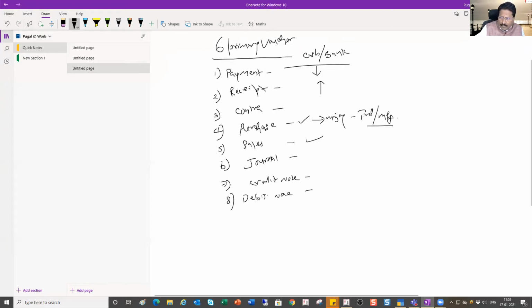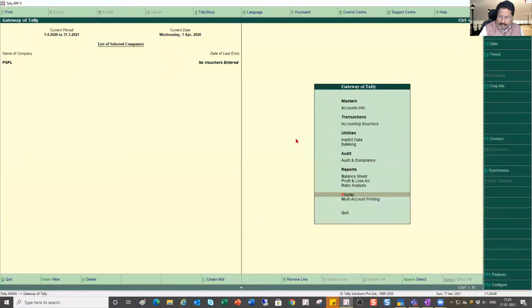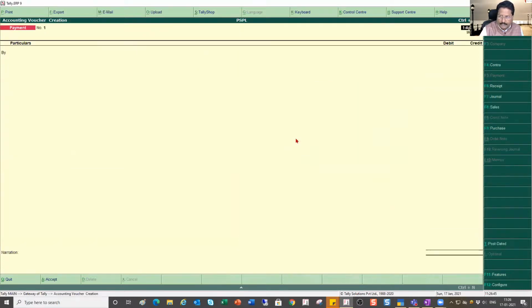Okay, so let's now go to the voucher types. From the Gateway of Tally, I press Accounting Vouchers, which is V for voucher. We have seen that Tally gives me a default. If you have already saved some transaction in a voucher type, whenever you come to vouchers, Tally gives you the previously saved voucher type. In this company, we have not passed any transaction, so by default Tally brings the payment voucher.